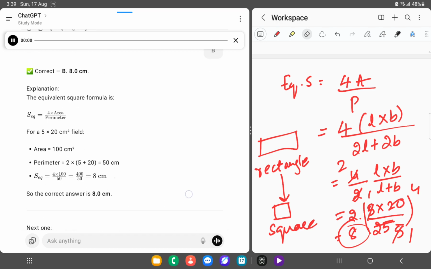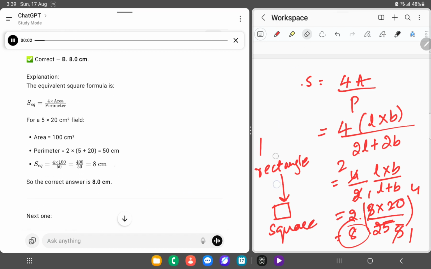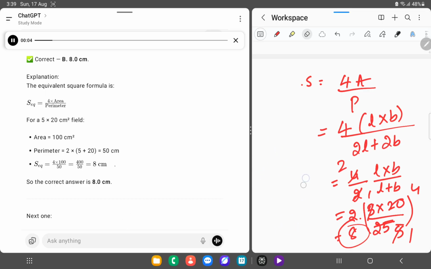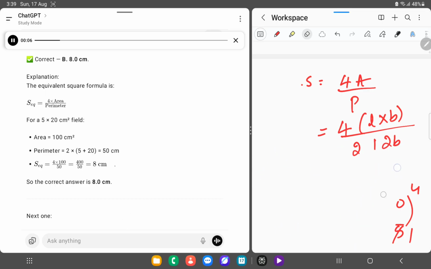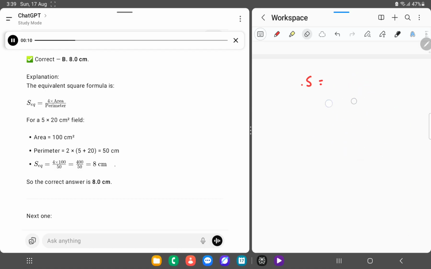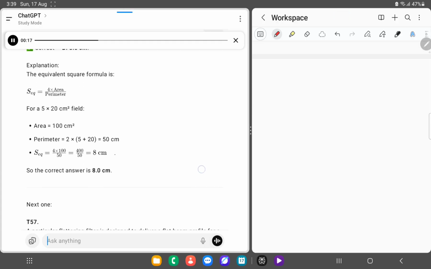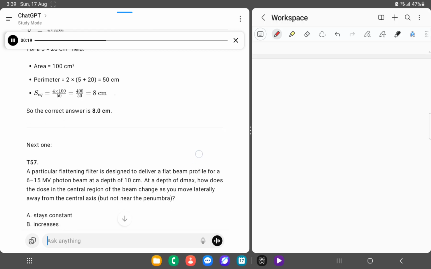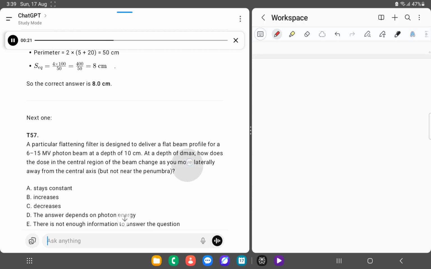Correct. B, 8.0 centimeters. Explanation: The equivalent square formula is S_eq equals 4 times area divided by perimeter. For a 5 by 20 centimeter field, area equals 100 centimeters squared. Perimeter equals 2 times 5 plus 20 equals 50 centimeters. S_eq equals 4 times 100 divided by 50 equals 8 centimeters. So the correct answer is 8.0 centimeters.